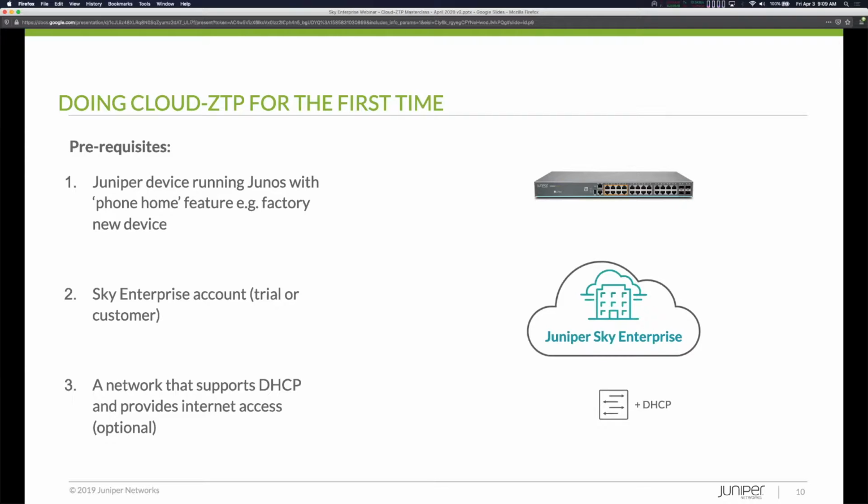So, a basic zero touch provisioning, going through this for the first time: that device you powered on, you plug it in, it's going to make that phone home connection. You have a Sky Enterprise account, so you'll need to be able to log into Sky Enterprise, create devices, and add templates. And for true no-touch ZTP, you want a network that supports DHCP. It's going to hand out an address, possibly time server and name servers. Those other elements are important as well.